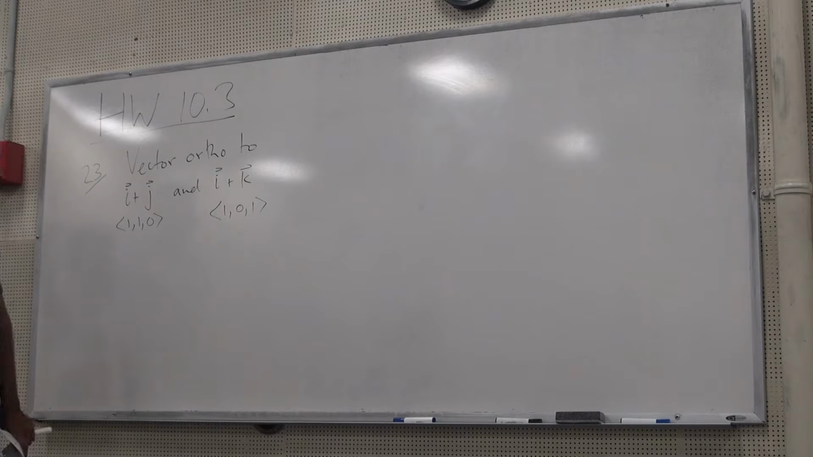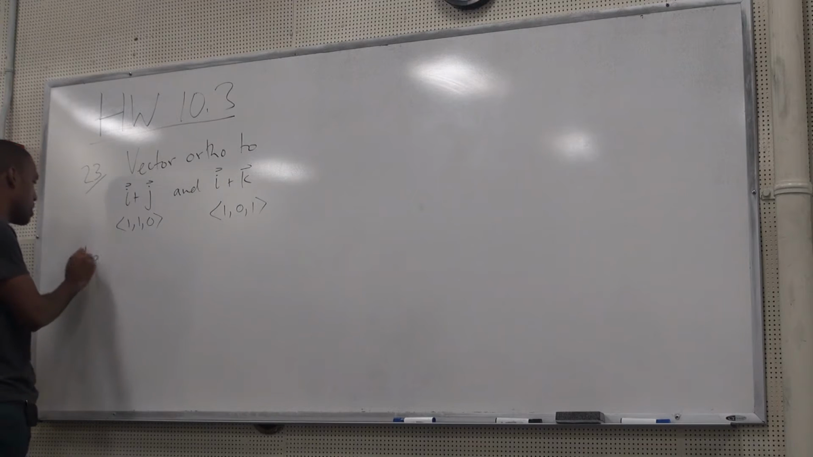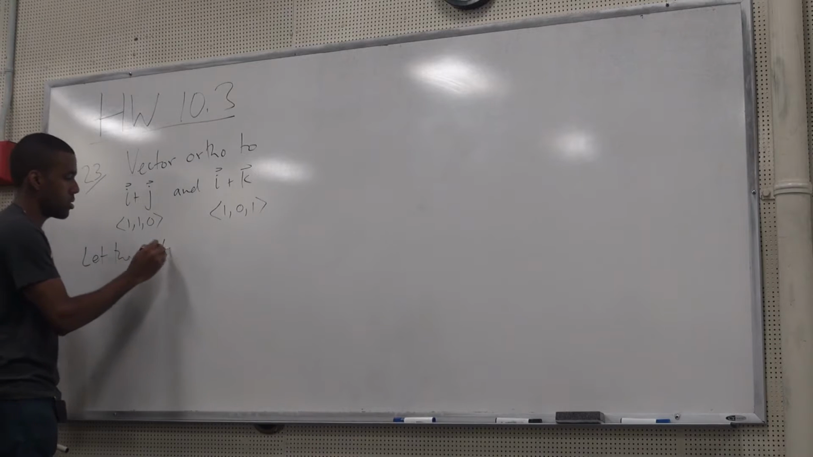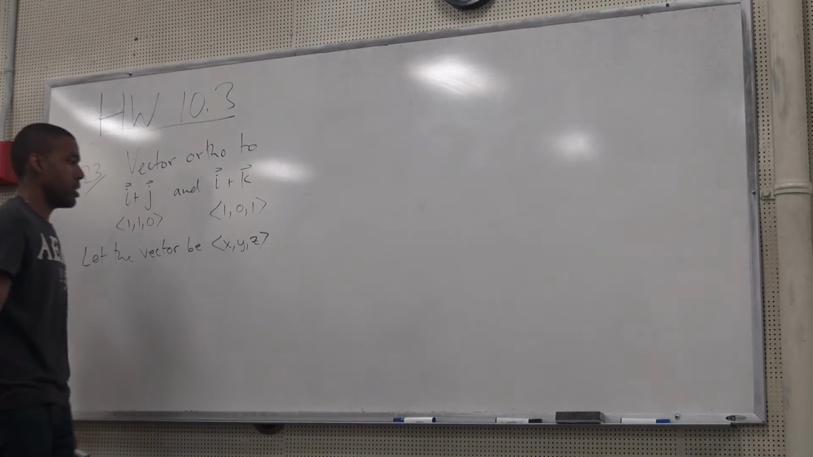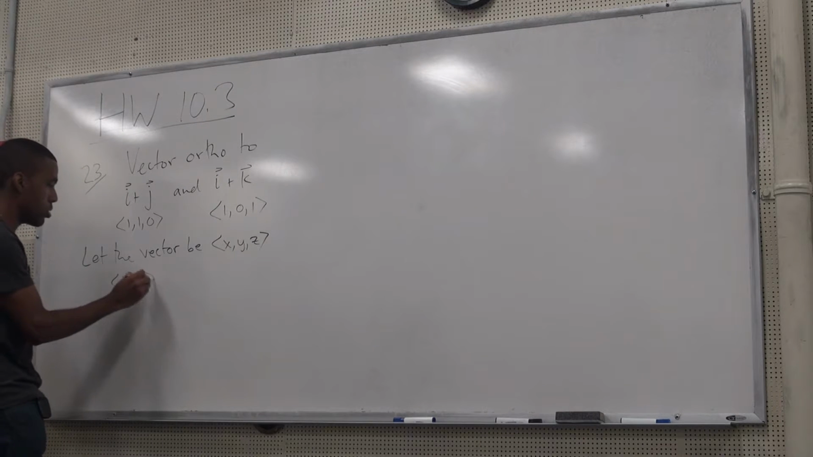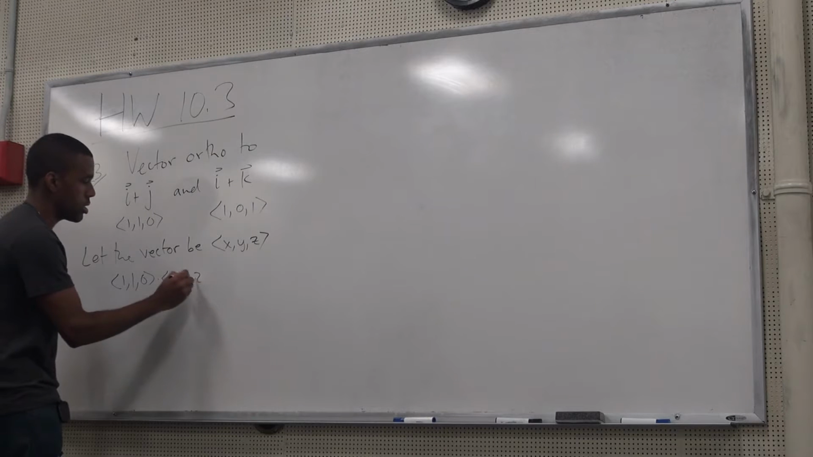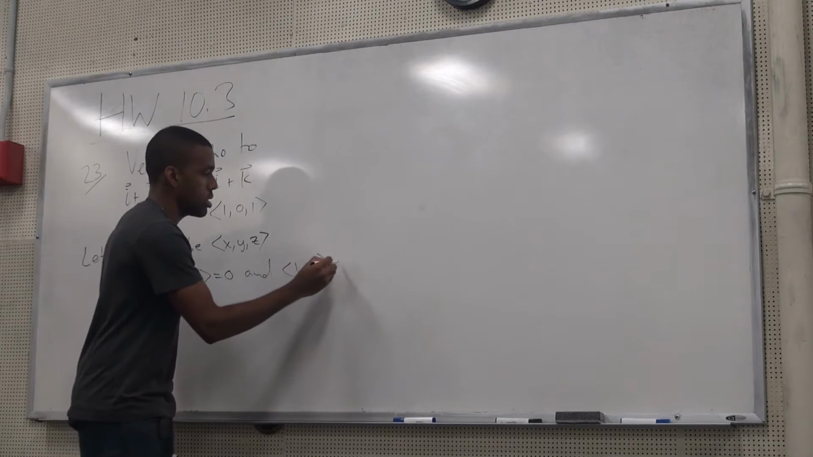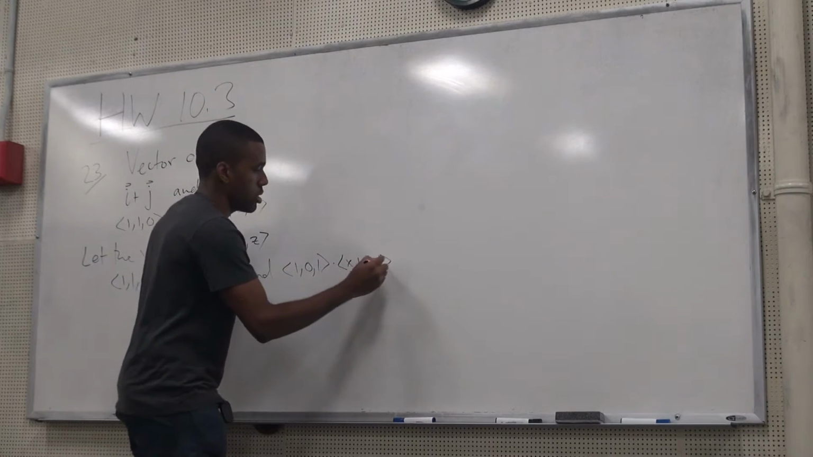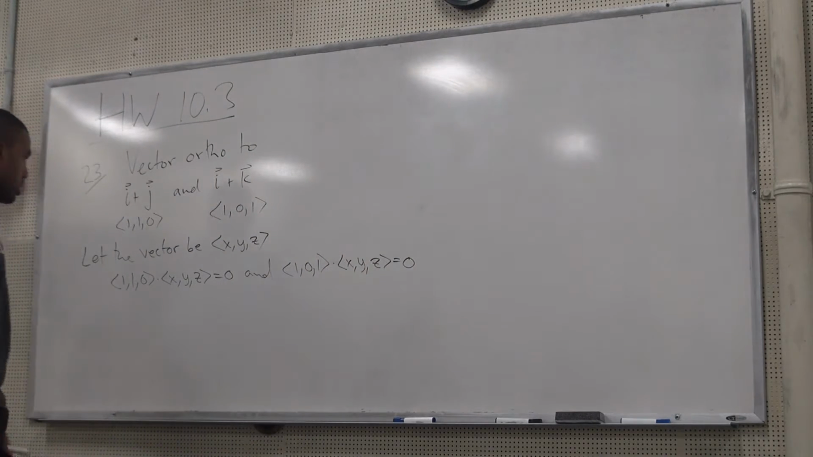But let's say we didn't know that. How would we go about it? How do we know it has to be orthogonal to both? Dot product is 0. So let the vector be x, y, z. I need that 1, 1, 0 dot x, y, z must be 0, and I want 1, 0, 1 dot x, y, z to be 0.